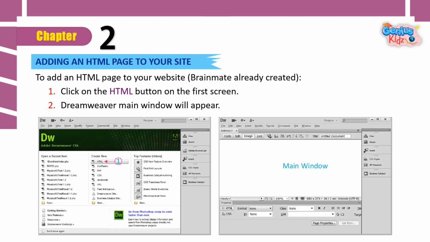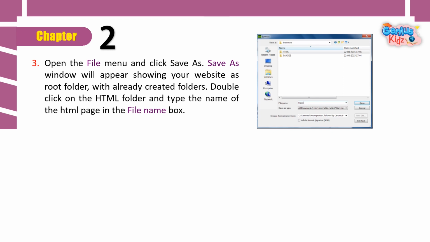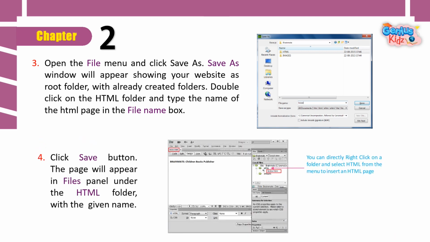Adding an HTML page to your site. To add an HTML page to your website, BrainMate, already created. 1. Click on the HTML button on the first screen. 2. Dreamweaver main window will appear. 3. Open the File menu and click Save As. Save As window will appear showing your website as root folder with already created folders. Double-click on the HTML folder and type the name of the HTML page in the file name box. 4. Click Save button. The page will appear in Files panel under the HTML folder with the given name.